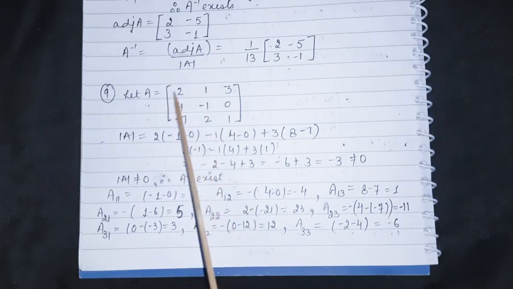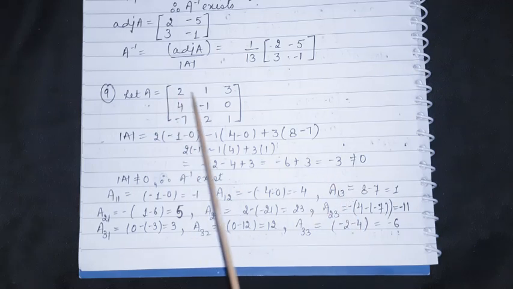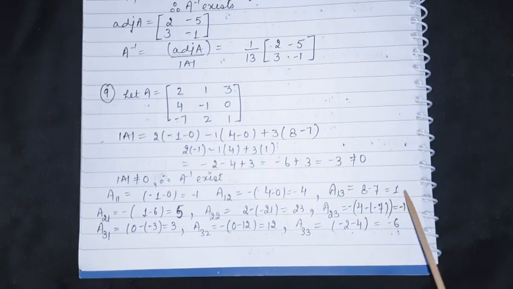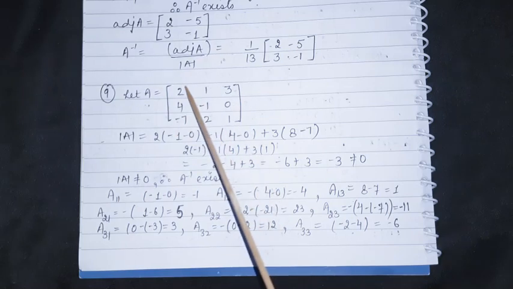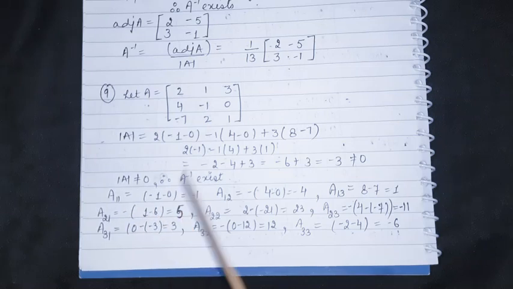Next one, ignoring first row, second column, 1 into 4 and minus 0, minus because of 1 2. Then A13, ignore first row, third column, 2 into 4 is 8 and minus 7 into minus 1, which is 7. So we will get 1 here. Then A21, ignoring second row, first column, 1 minus 6, which is minus 5. So minus of minus 5 is plus 5.